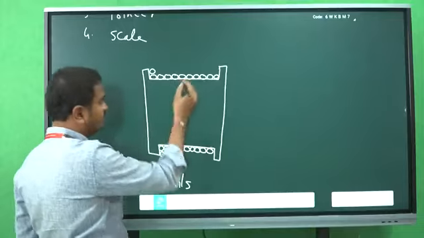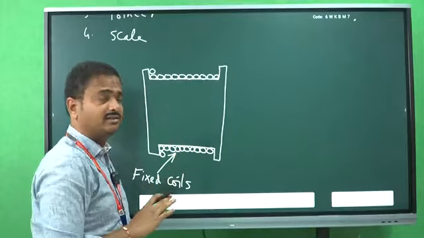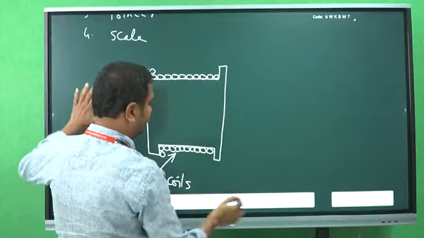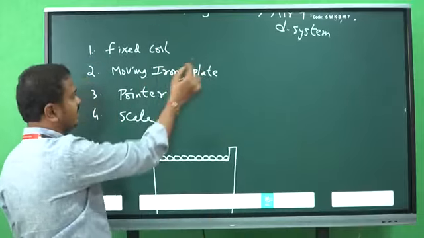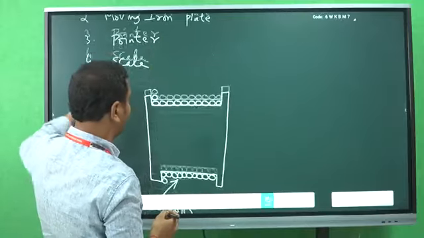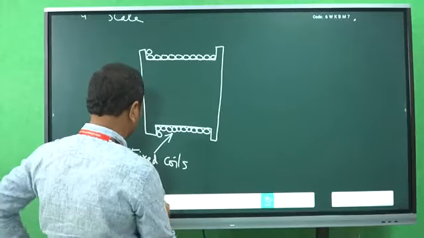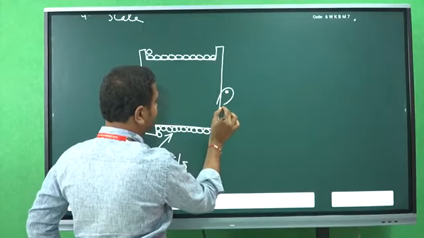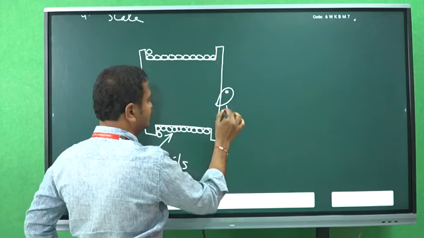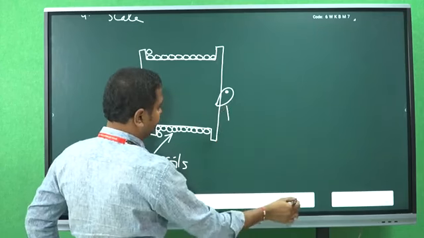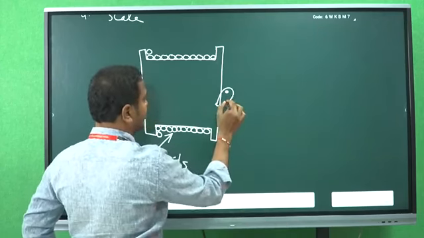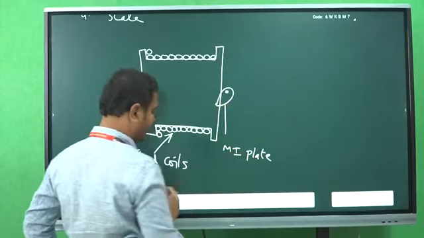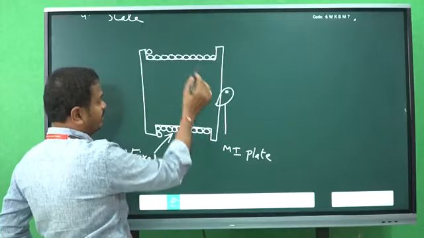Okay, so fixed coils are arranged on the chamber. This is called the chamber. So the first one is the fixed coil, the second one is the moving iron plate. The moving iron plate is placed near the chamber. Clear? So: fixed coil, moving iron plate.